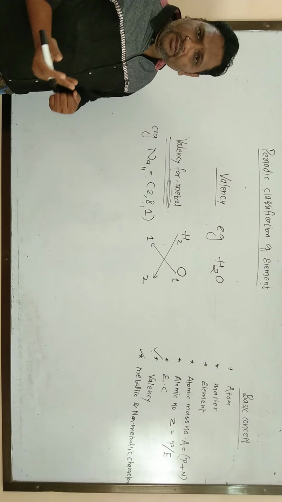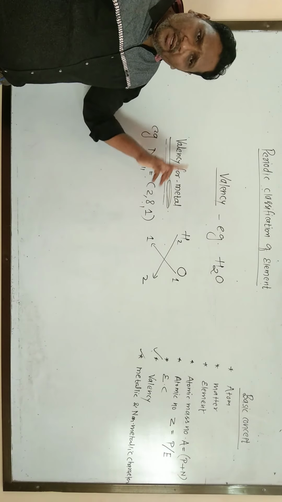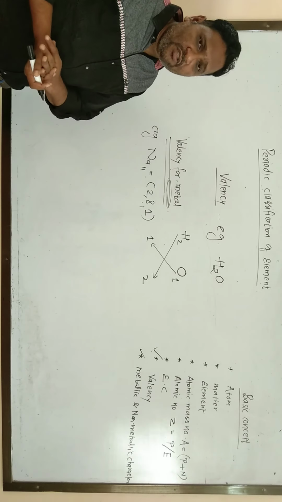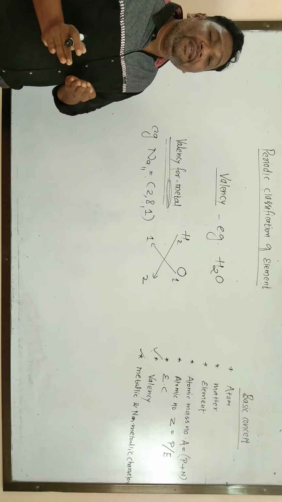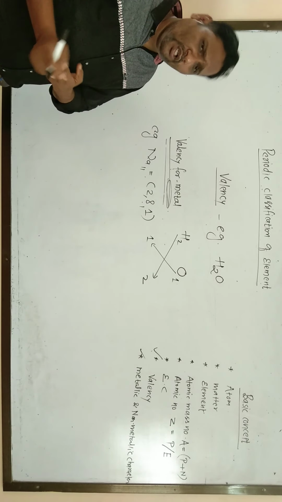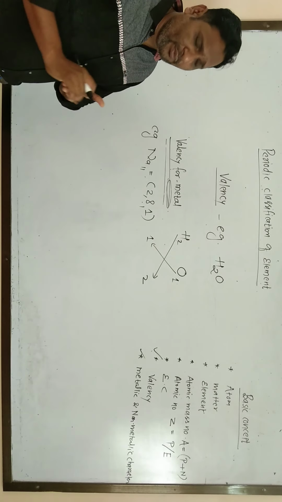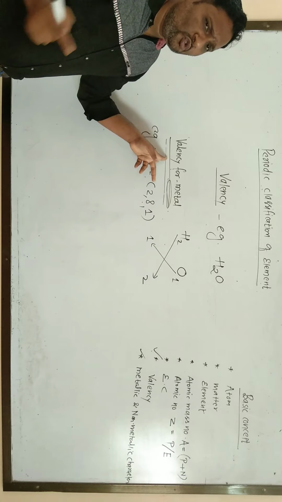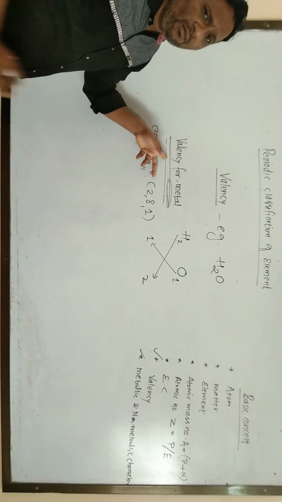Shall we continue? Okay. So, valency for metal. Metal always has a tendency to donate its outermost orbit electrons, forming a positive charge. Metal always tends to donate or lose electrons from its last orbit. So valency for metal is very simple: the number of electrons donated by the metal from its last orbit is the valency for metal.